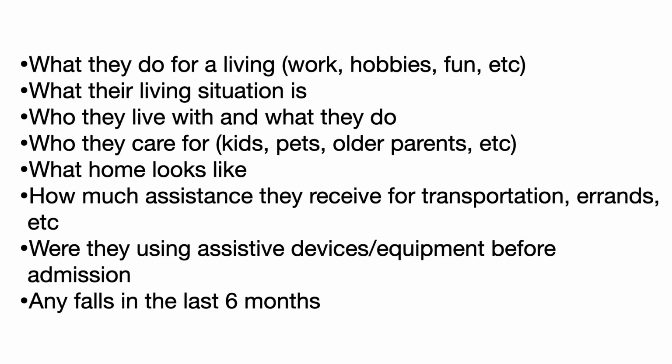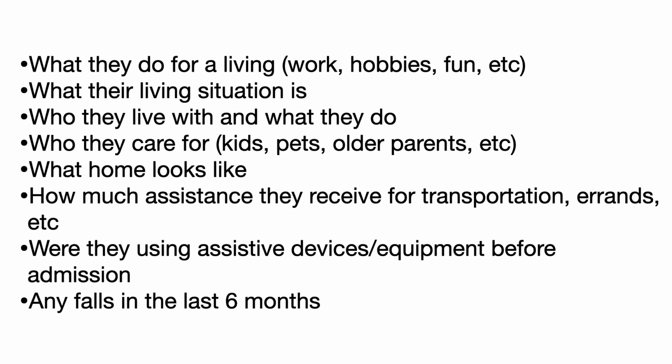The first of which is to ask what they do for a living. This can include work, hobbies, what they do for fun, anything that they do on a daily basis. You should also ask them what their living situation is, who they live with, and what those individuals they live with do so that you get an idea of how much support and when they might get that support, who they care for in terms of kids, pets, possibly older parents.